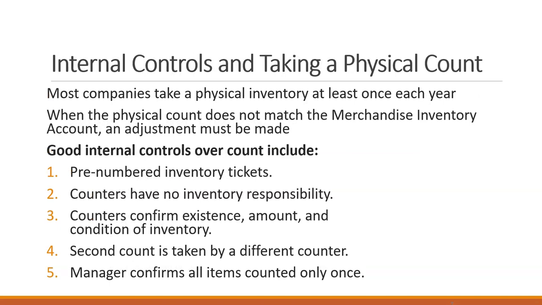When we have inventory, we need to maintain good internal controls. We also want to take a physical count at least once each year of our inventory to make sure that our physical count matches up with the merchandise inventory that we have on hand. If the physical count does not match up, then we need to record an adjusting entry to reduce our inventory to the amount that we actually have on hand.